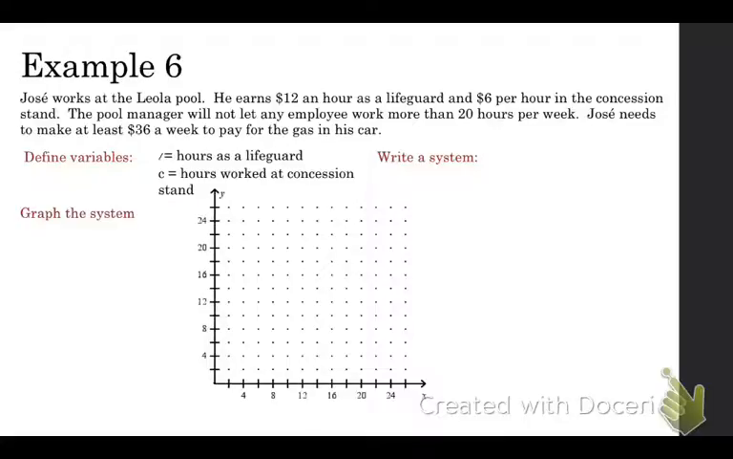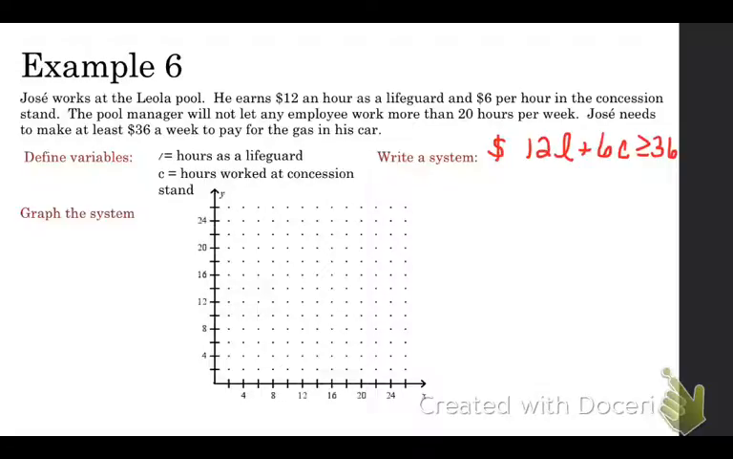So for my first inequality, I'm going to consider the amount of money that he earns. The first one's going to be all about money. He gets $12 per hour as a lifeguard, so 12L, plus he works in the concession stand, so plus 6C. He needs to make at least 36, so this needs to be greater than or equal to $36. So that's an inequality all about money.